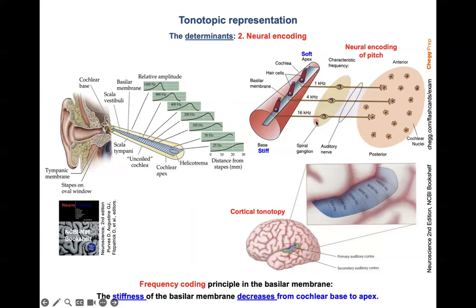Now these neurons form the cochlear nerve. They take this information all the way to the auditory cortex, where we have the same frequency coding. I will discuss this also in a separate part.